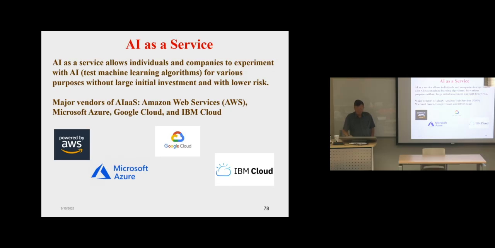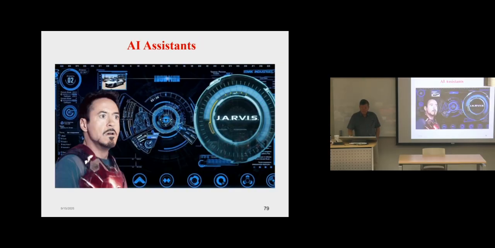It is possible to get AI as a service. All the major cloud companies will provide that. Lower risk. This is an entrepreneur's dream. Okay? And then we get to AI assistants. Jarvis. Everybody knows about Iron Man. And we will talk about him on Wednesday. See y'all then.